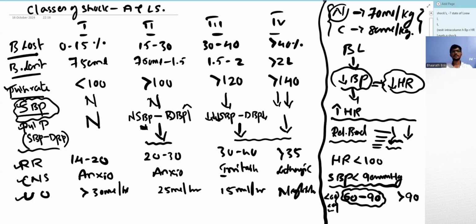And yet, any single one of these parameters cannot be taken as a direct indicator of shock. For example, pulse rate, I told you, various patients have various responses. So some patients, even if they have class 3 shock, their heart rate is still maintained at less than 100 because of relative bradycardia. Some patients in class 2 shock can have more than 100. So pulse rate alone is not a reliable indicator.